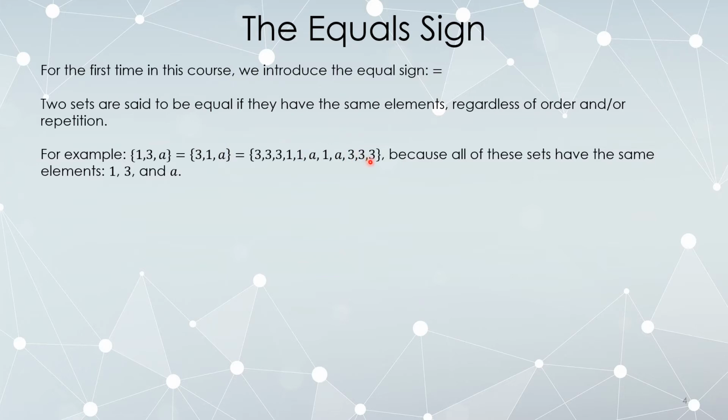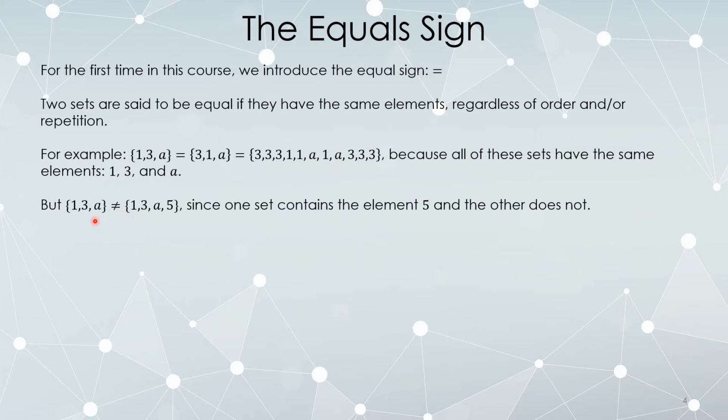And what about this set here? Well, the elements are 3, 3, 3, 1, 1, A, 1, A, 3, 3, 3, but overall, the elements were just 1, 3, and A. So these actually are all the same set. They are all equal to one another.